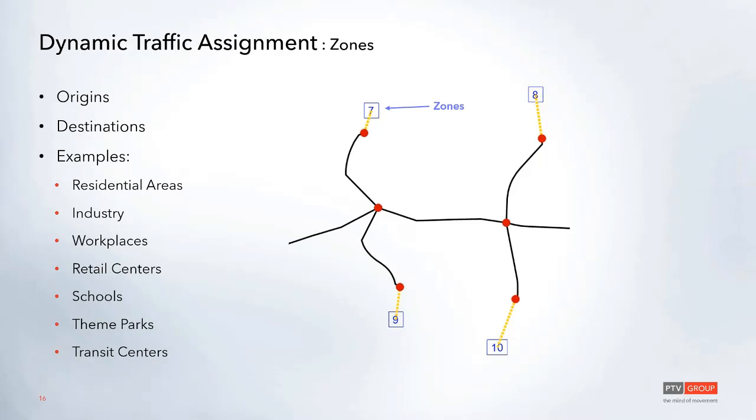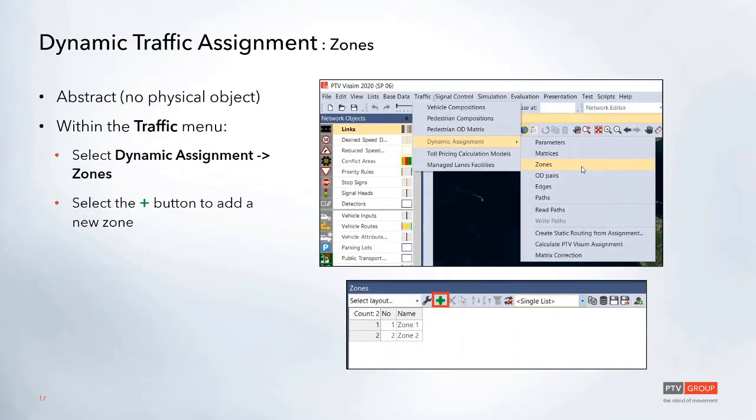All right, so the next network object here are zones. So again, these zones act as the origins and destinations. So this could be things like residential areas or workplaces or schools, really any location that vehicles will travel from and go to. So the zones themselves are not a physical object, so you won't see these over in the Network Objects toolbar, but really it's just more of a list that gets contained within Vissim.